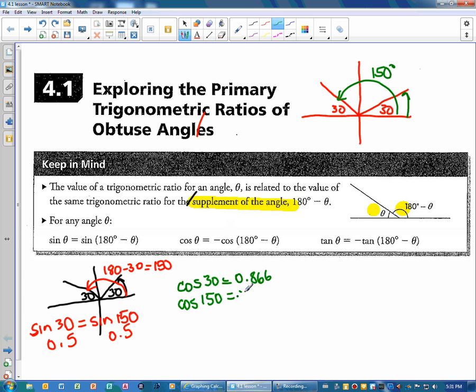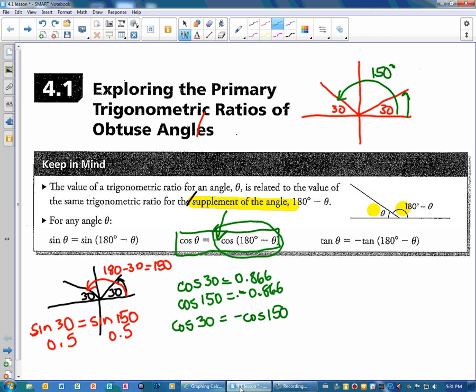It's negative 0.866. Ignore this little dot, sorry. So here it says that in order to make them equal each other, I have to take the one in quadrant 2 and I've got to multiply it by -1. So the only way that I can say that the cos of 30 is the same as the cos of 150, I need to stick a negative in front of it. So I can say cos 30 equals negative cos 150.